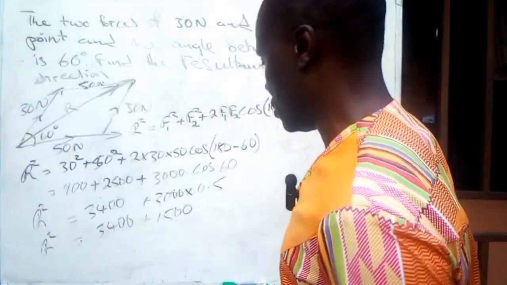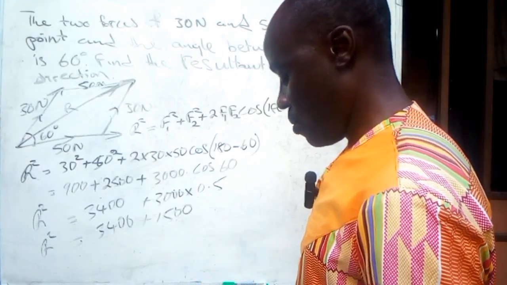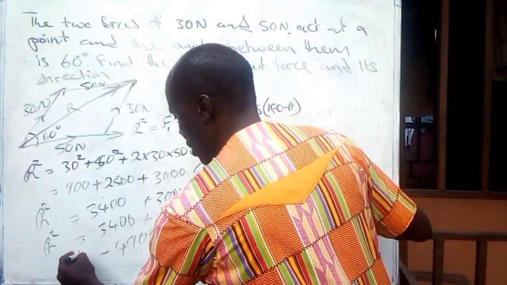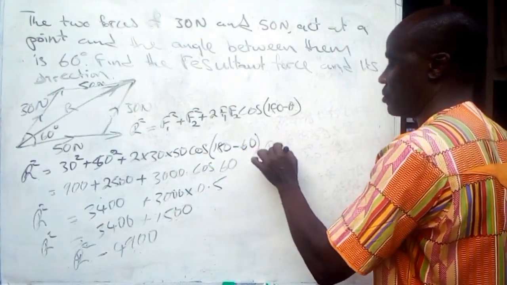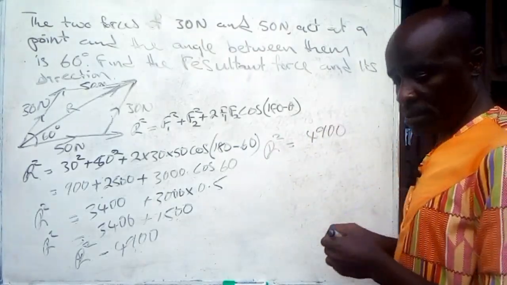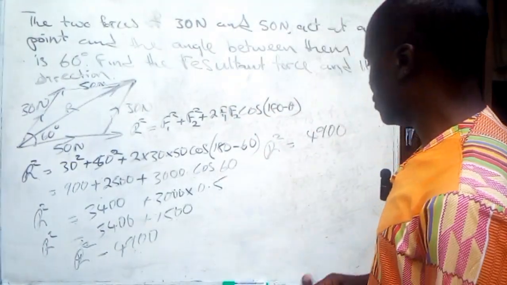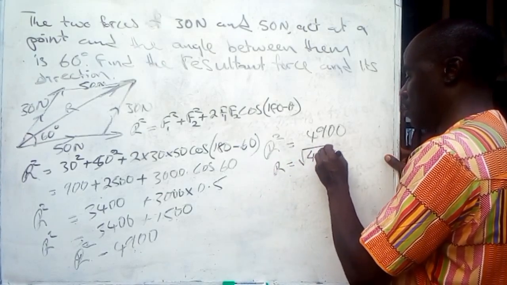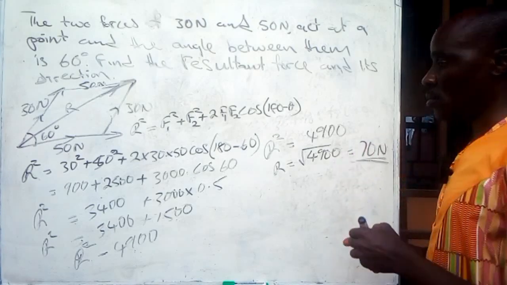We sum them up. Since they are plus, we have 1500 plus 3400. That will give us 4900 equal to R squared. So R squared, what are we going to do next? R squared equal to 4900. Get the square root of this, we have 70. R equal to what? 70. That's 70 Newton. That is what we have, 70 Newton.